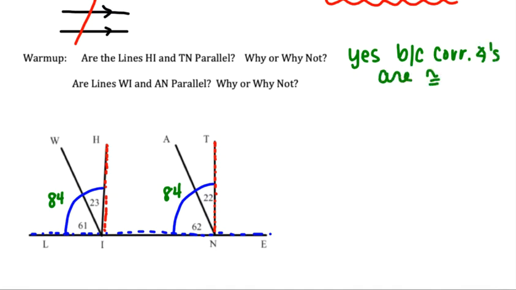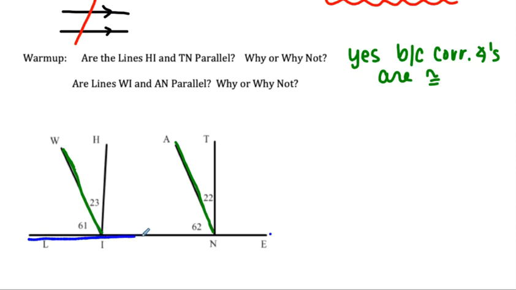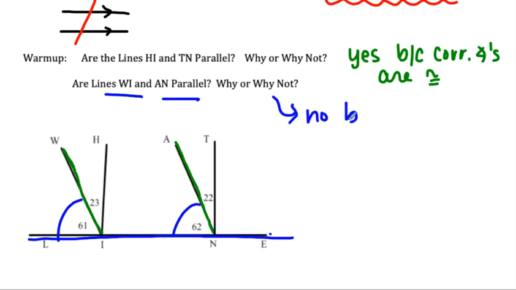All right, let's talk about WI. So let me erase that. WI and AN. Again, we can't assume that they are parallel just because they look it. I'm trying to see if this line right here and this line are parallel. If that's the case, then this is the transversal. The corresponding angles then would be 62 and 61, which are not congruent, so we don't have enough to say that WI and AN are parallel. No, because corresponding angles are not congruent.